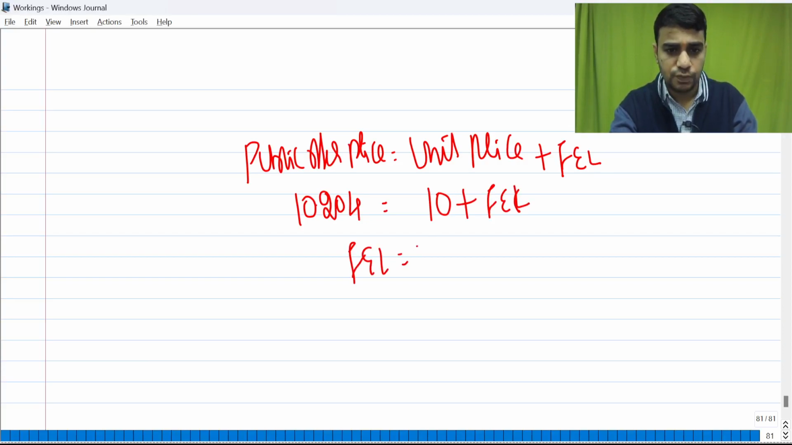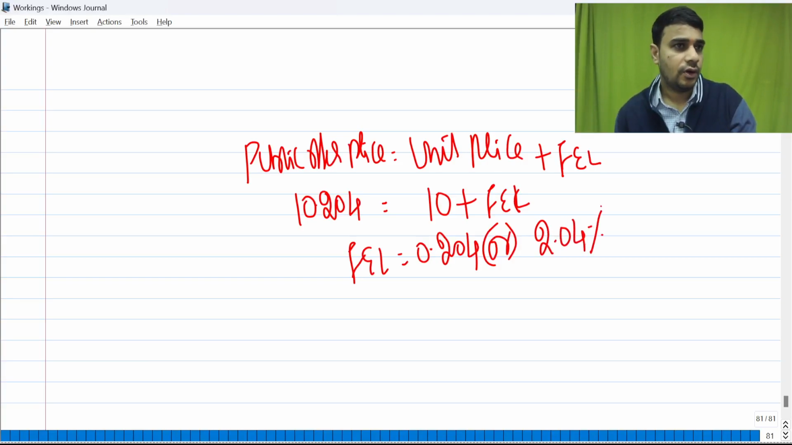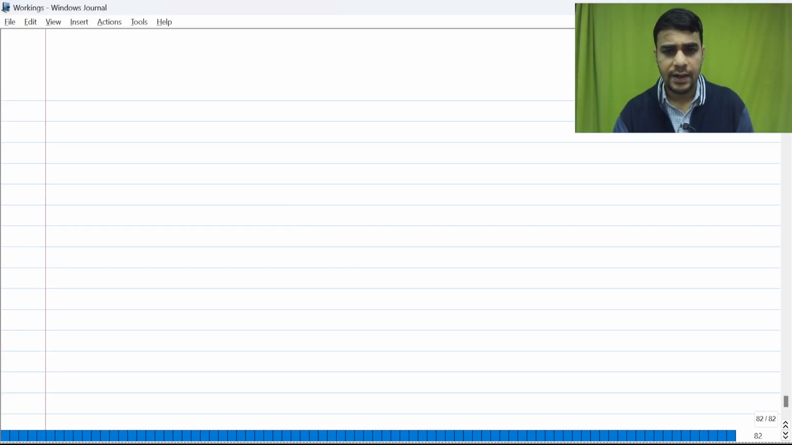Your front end load is 0.204, that's of no use, or 2.04 percentage of 10 rupees. Practically, front end load has been removed, at least in India's context. There are no entry loads which I've seen in recent times. Front end load is 2.04 percentage. Any doubts on this?